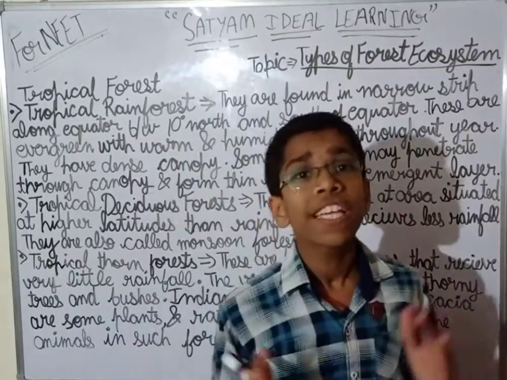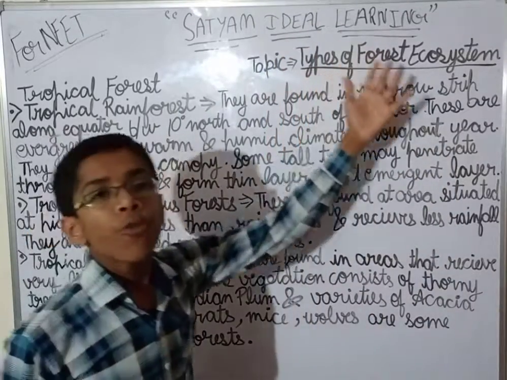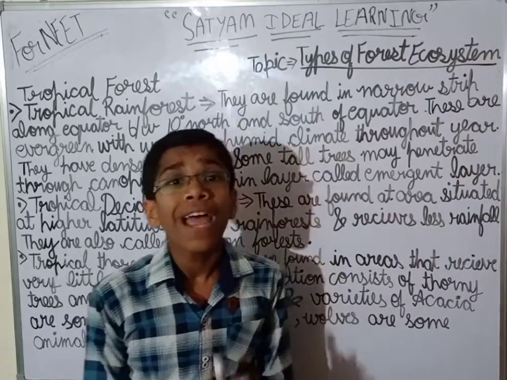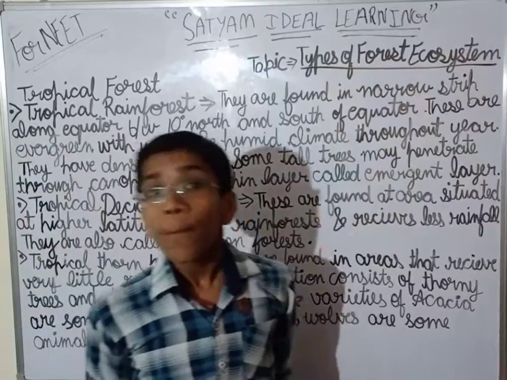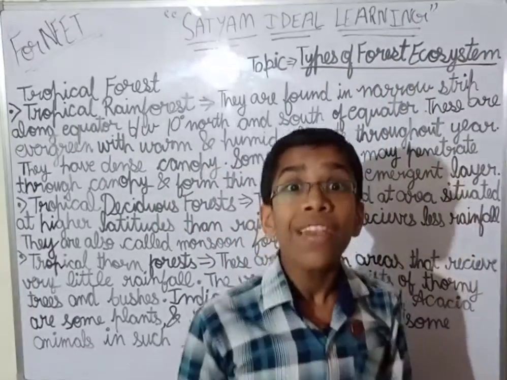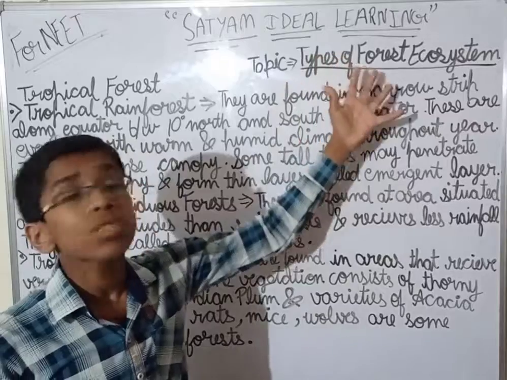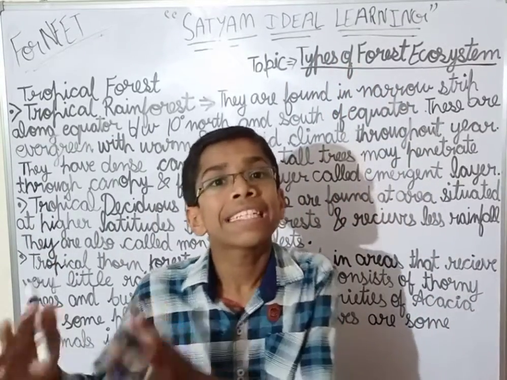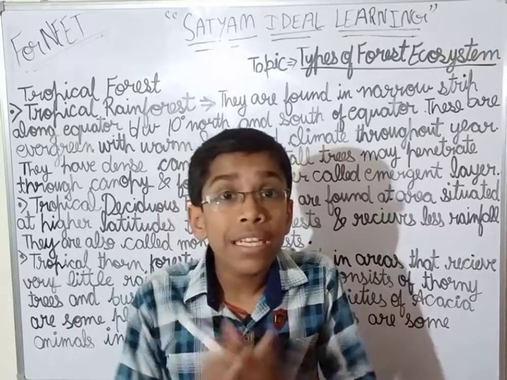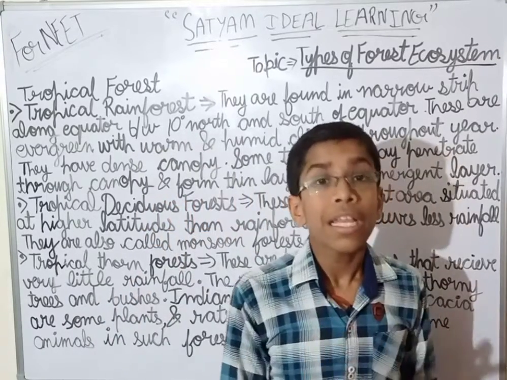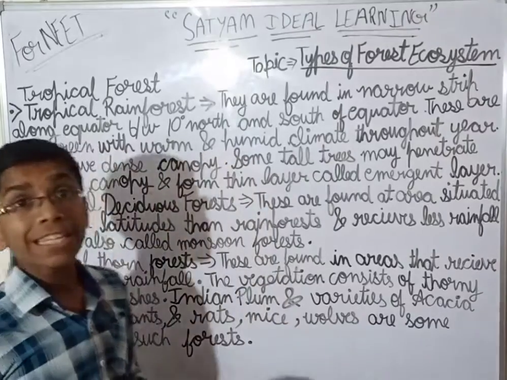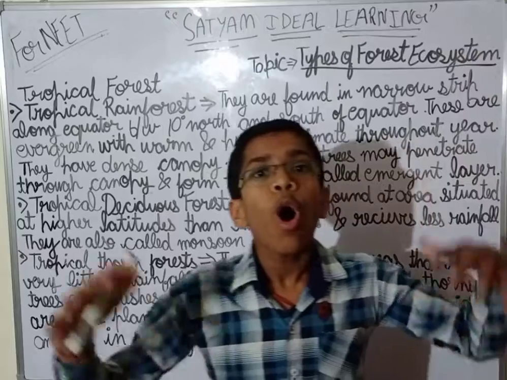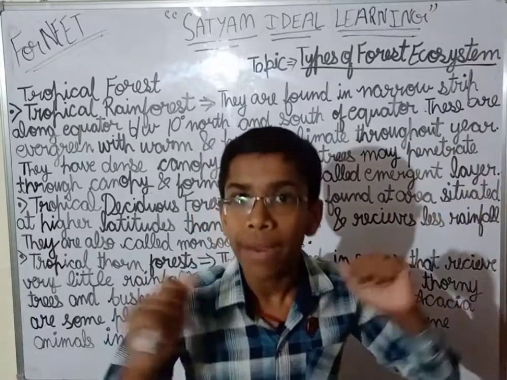And guys, today we will be discussing types of forest ecosystem. So guys, there are many ways in which we can divide the forest ecosystem. But one way to classify this forest ecosystem is to divide them into evergreen forest and deciduous forest. Now what are these things? Evergreen forests are those forests which consist mostly of trees that do not shed all their leaves at the same time.